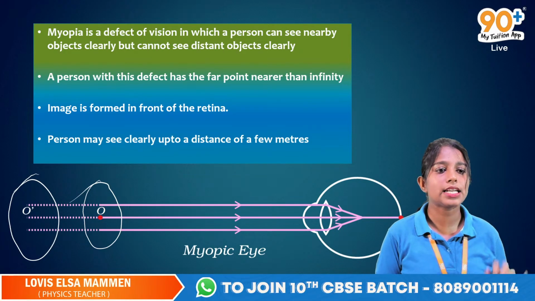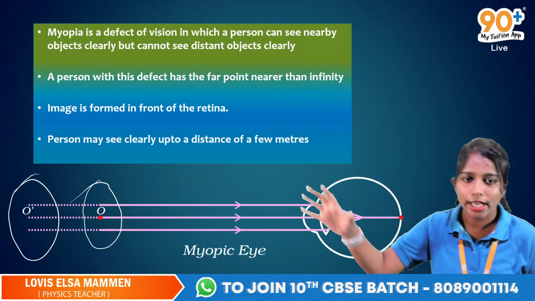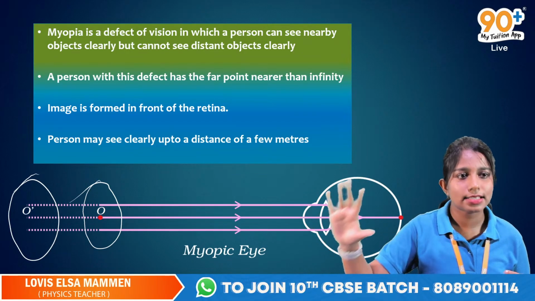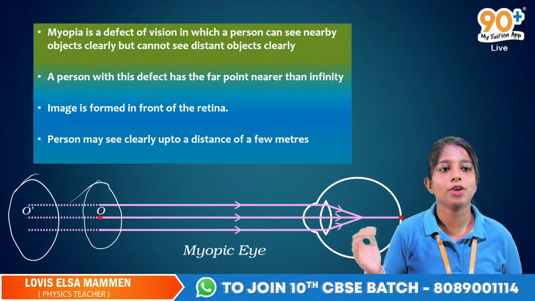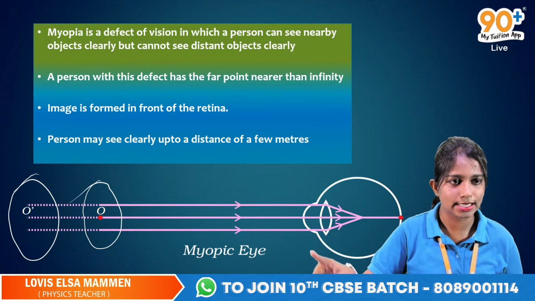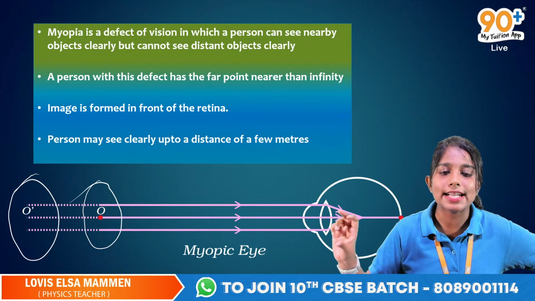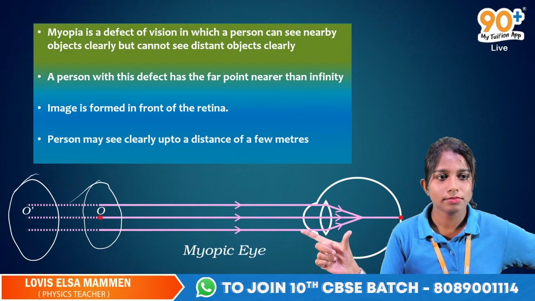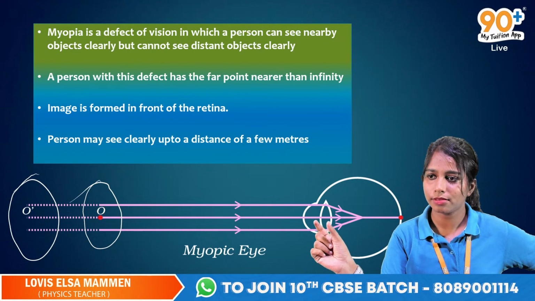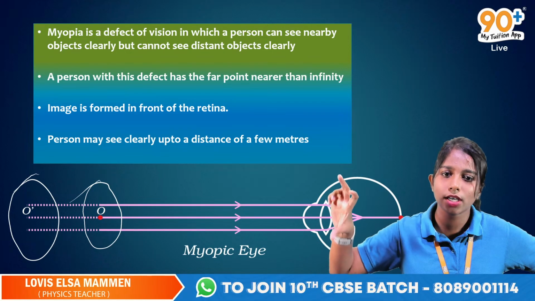Now what is the reason? Actually, the reason is very simple. We know that this is our normal eye, and in the normal eye there is a lens inside. So if the curvature of this lens increases, what is the meaning of curvature? You can think of it as the breadth increasing. If the curvature increases, the focal length decreases.